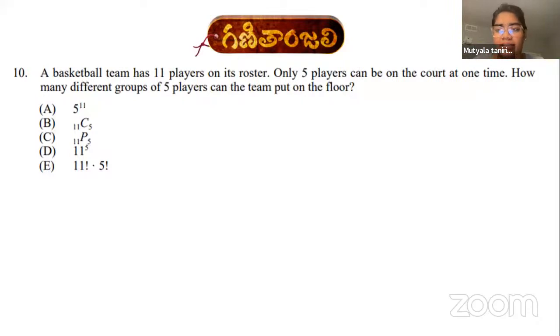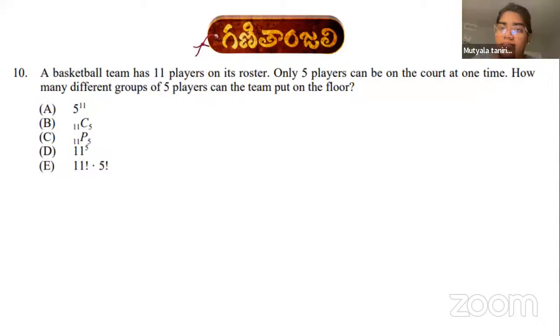I don't know, so maybe it's just 5. For the court, if it's smaller, different groups of 5 players. Maybe in the rest of the ground, maybe. Yeah, basketball. Later we will discuss such conditions. See, our task is to choose 5 players out of 11 players. That's it only.